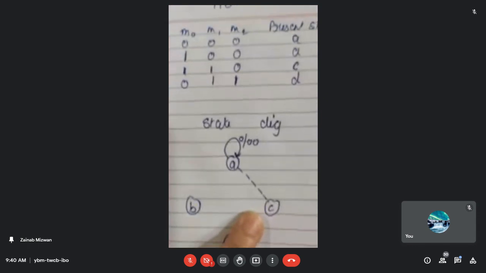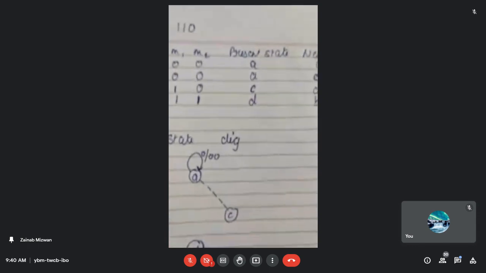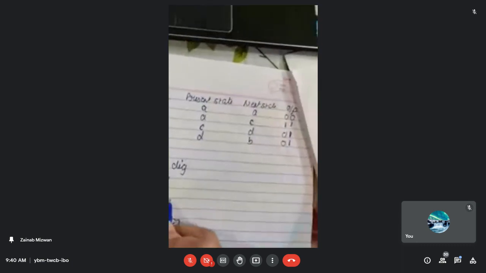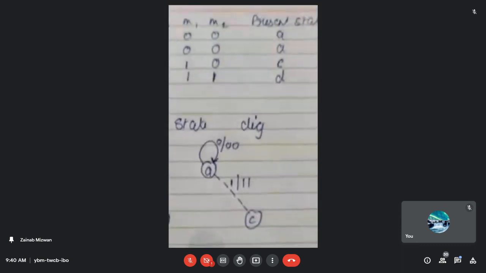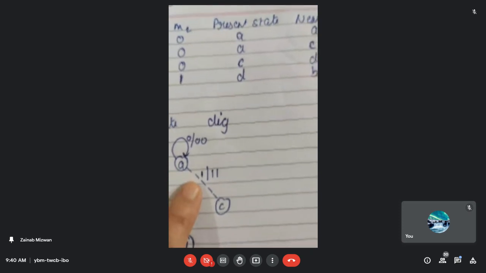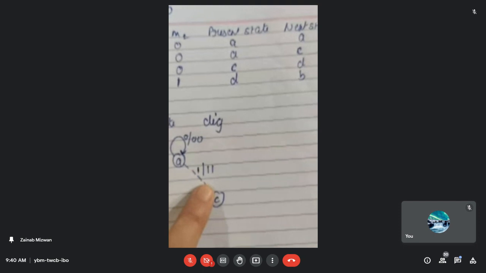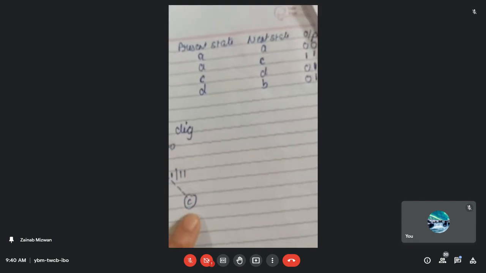Now, what is the dotted line indicating? It is indicating that the input is 1. So I can just write 1 slash, and the output I am getting over here is 1 1. What is 1/11 indicating? It is indicating that the input is 1 and the output is 1 1. So we have come to the state C.